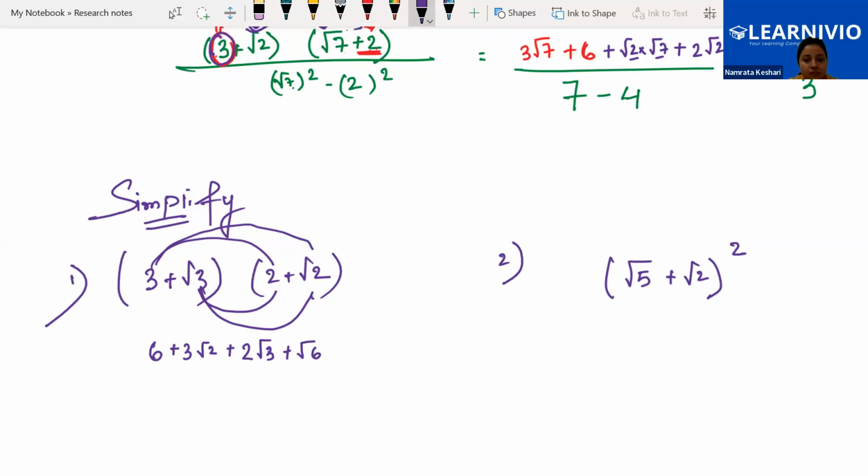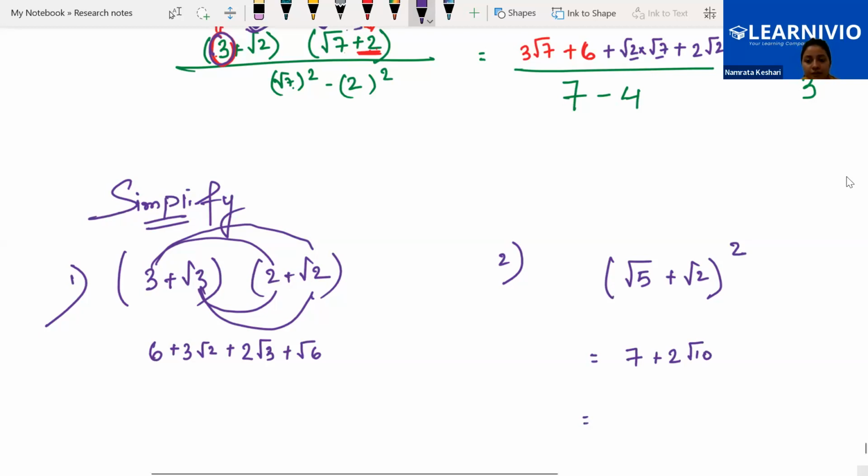I'm done. Yes, what you got, Samya? Ma'am, 7 plus 2 root 10. Yes, Shad, what you got? The same answer, 7 plus 2 root 10.